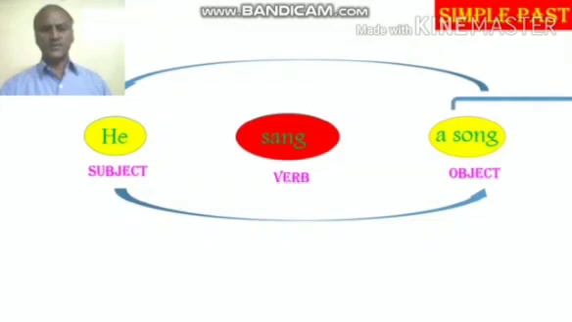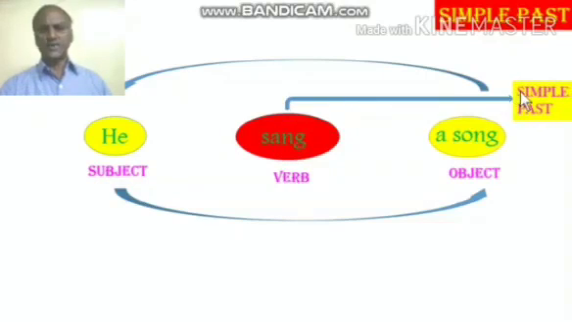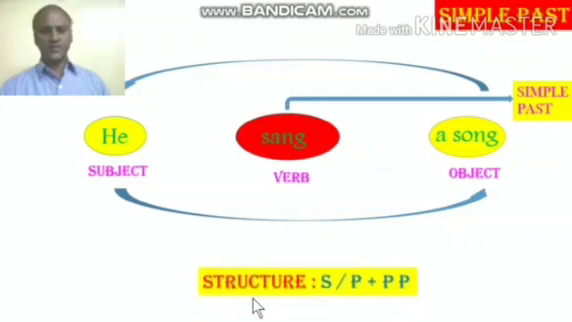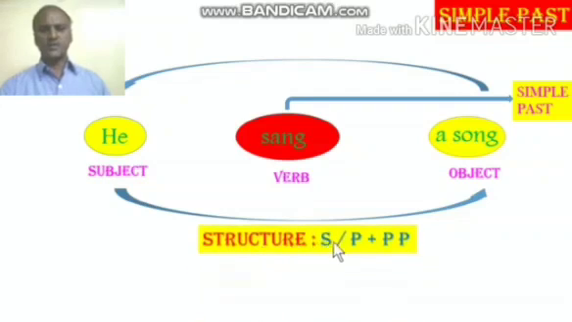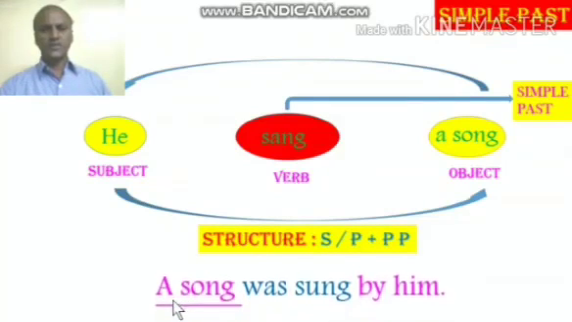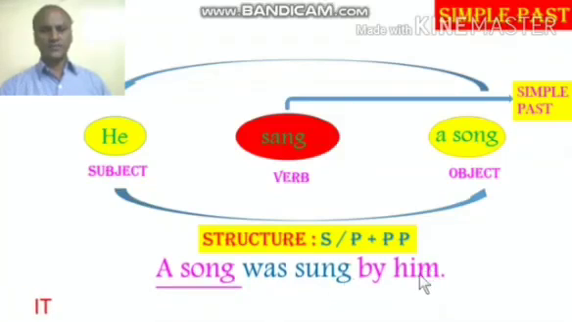Next, the third step is you have to find out what type of verb it is. The verb here is sang. So the verb sang is in simple past. So if the verb is in simple past, then what is the structure to be followed? The structure has to be singular plural plus past participle. So the answer for the passive form is a song was sung by him.